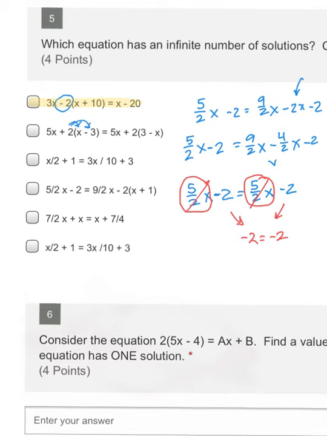So those are the same. I know that this means that they have infinite solutions, so this is another correct answer. Where was that one? Right here. That's another correct choice.